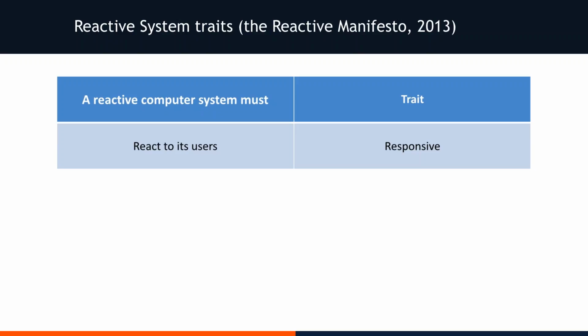And by the way, by user here we mean not only a human person that looks at a website, but it could also be a web service that is accessing your APIs. That's another case of users. So the second trait is that a reactive system should react to failure and stay available. In one word, it has to be resilient.